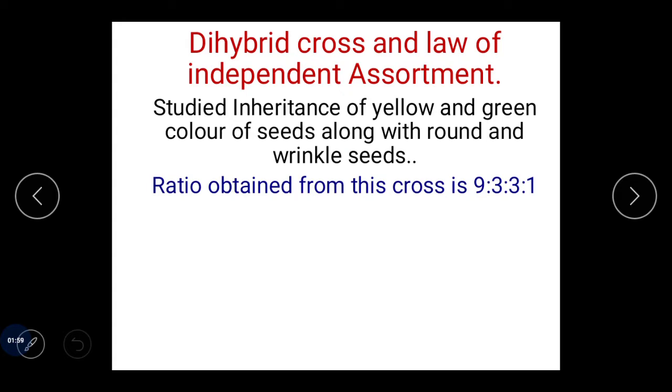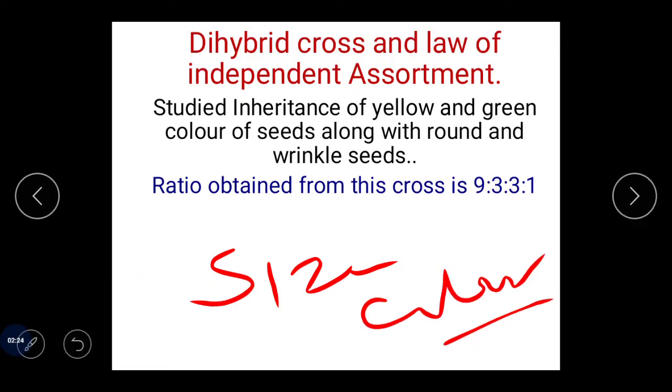So what do you mean by dihybrid cross? Di means 2. Here Mendel studied two pairs of contrasting characters. So what were the characters or factors Mendel studied? Mendel studied the characters about the size and the color. So Mendel studied the color and the size of the seeds of the pea plant.